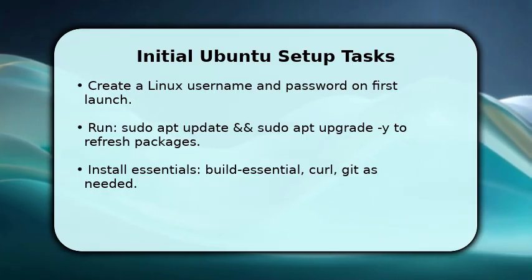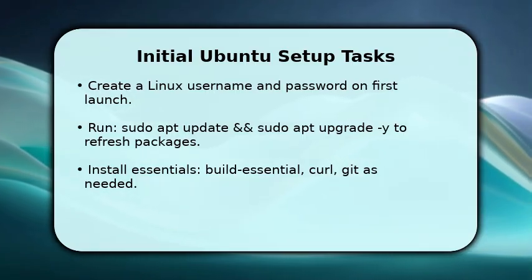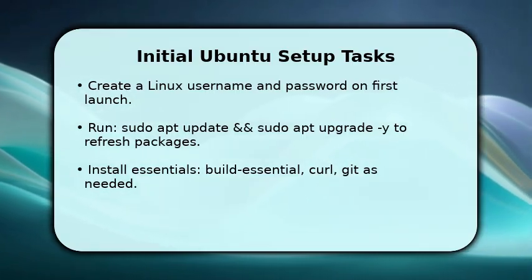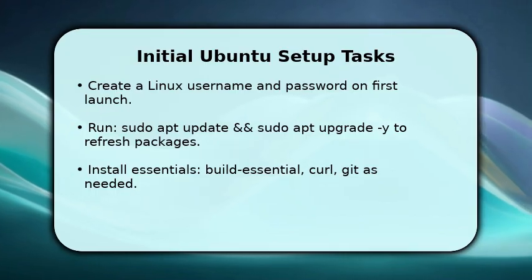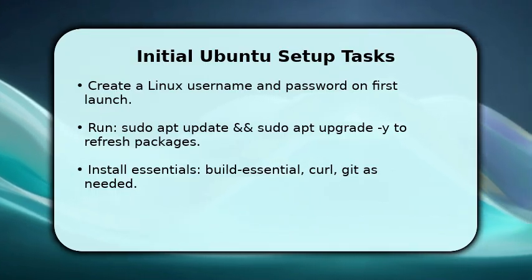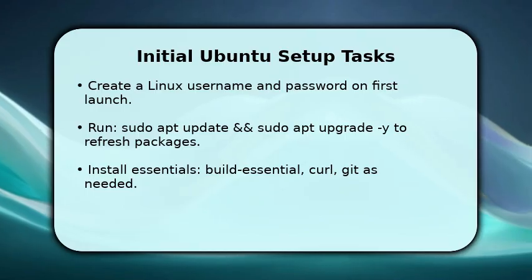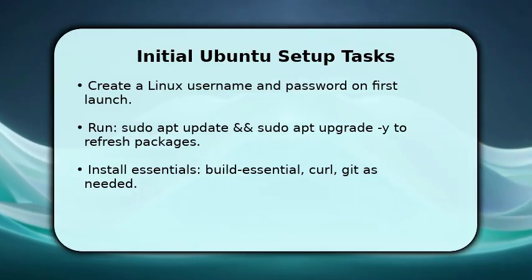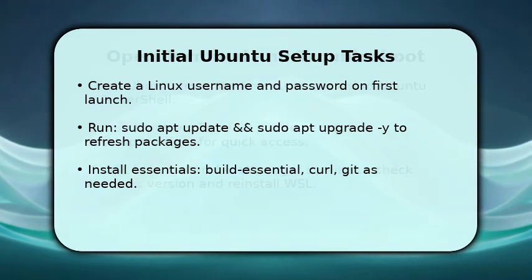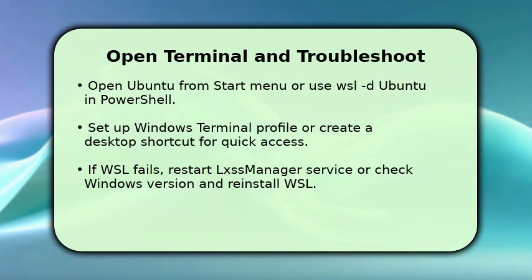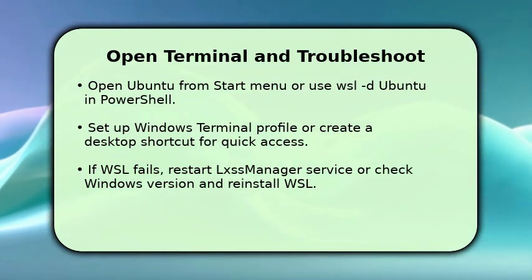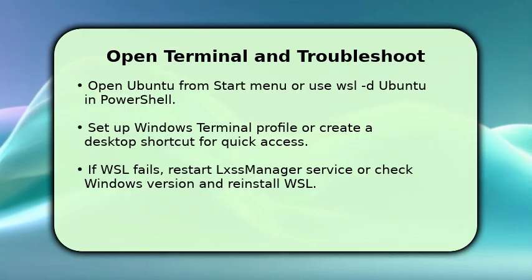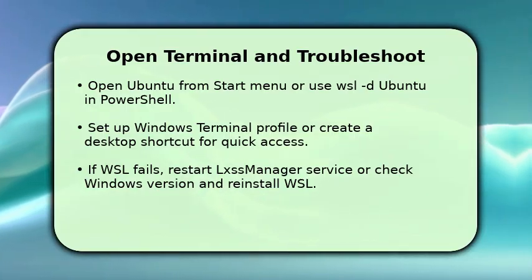Next, install common tools such as sudo apt install -y build-essential curl git so you can compile or fetch code. Make sure to set any preferred shell with chsh, or configure SSH keys now, because these choices affect daily workflows and remote access. You can open the Ubuntu terminal from the Start menu, pin it to the taskbar, or run wsl -d Ubuntu from PowerShell to launch directly into that distro.